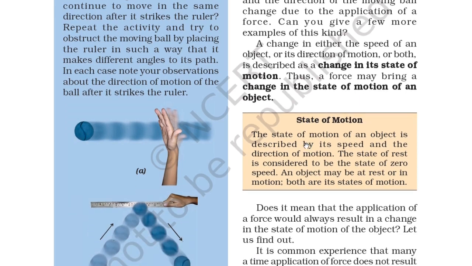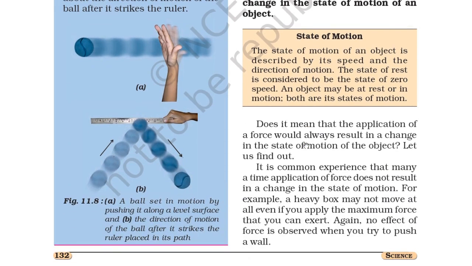A change in either the speed of an object or in its direction of motion, or both, is described as the change in its state of motion. Thus, a force may bring a change in the state of motion of an object. The state of motion of an object is described by its speed and the direction of motion. The state of rest is considered to be the state of zero speed. An object may be at rest or in motion. Both are its states of motion.